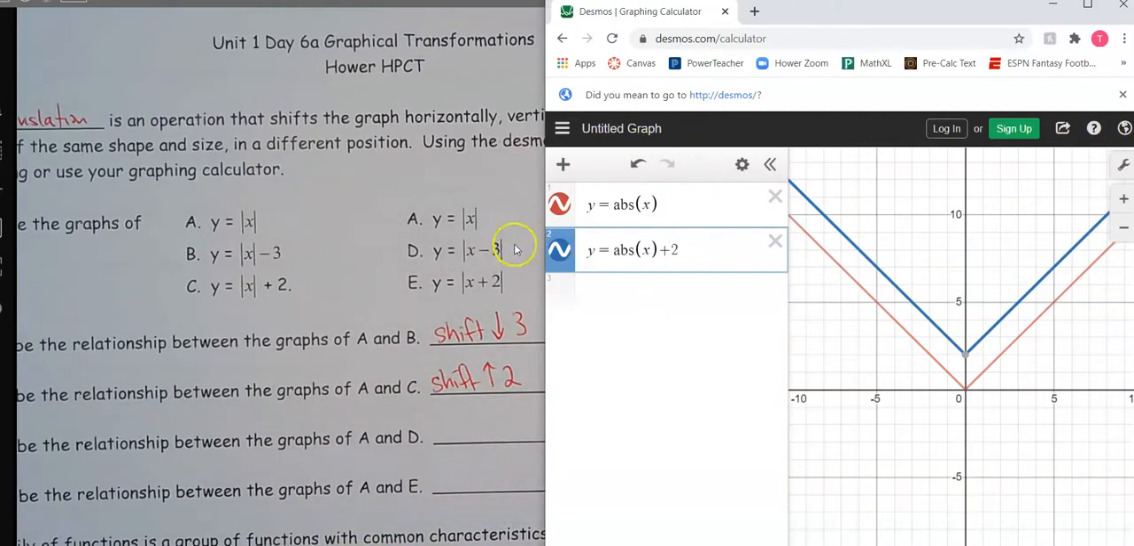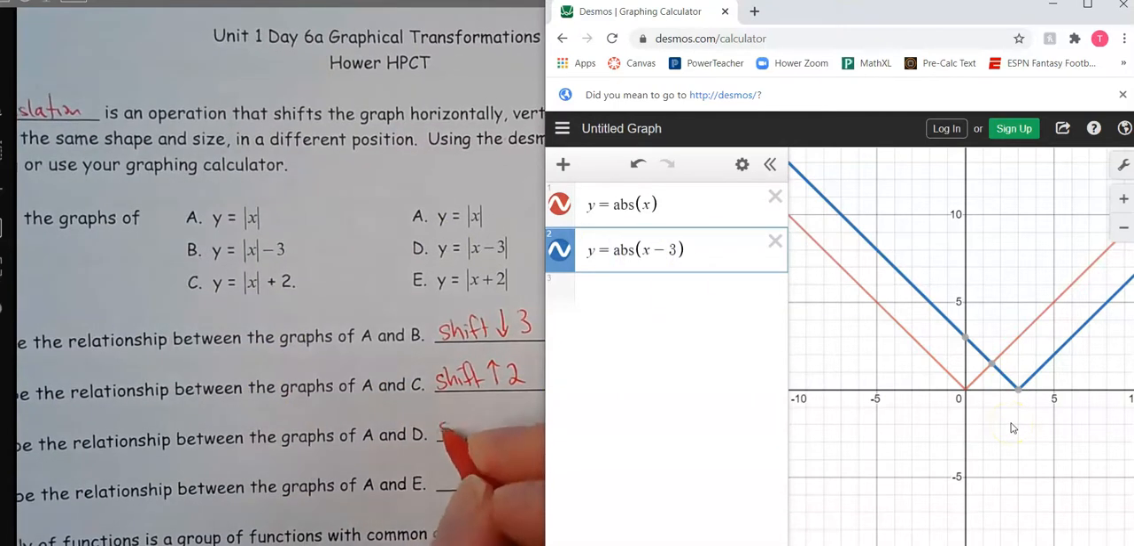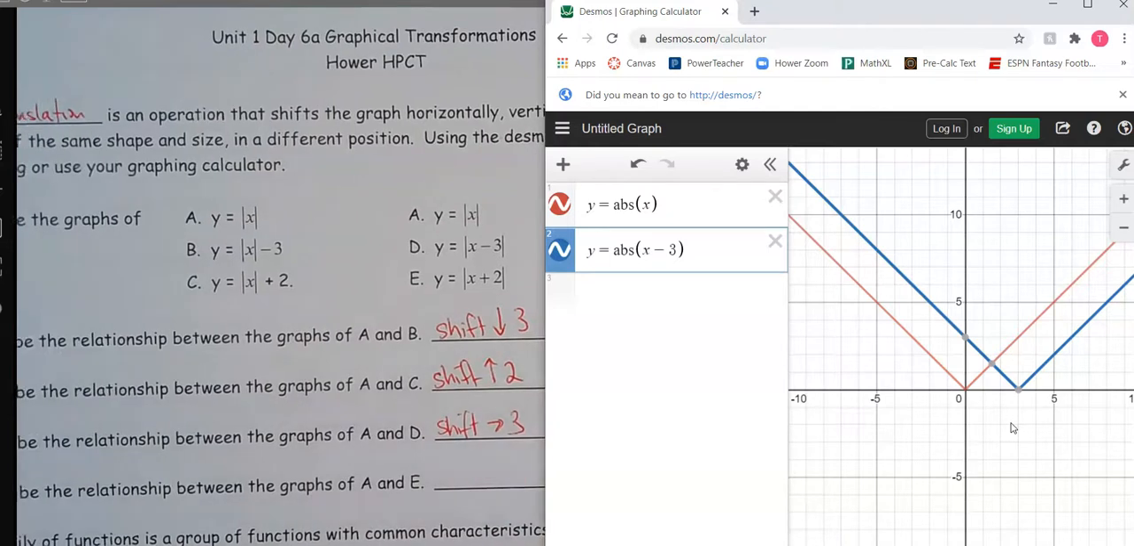Now we need to change this to D, so I'm going to change this to -3. And again, I'll shut this off. Here's A, there's D. So what's the difference? Well, it went 3 units to the right. Even though that was a minus, it goes to the right. You think minus would be left, but it's actually to the right. So this is a shift to the right 3 units.